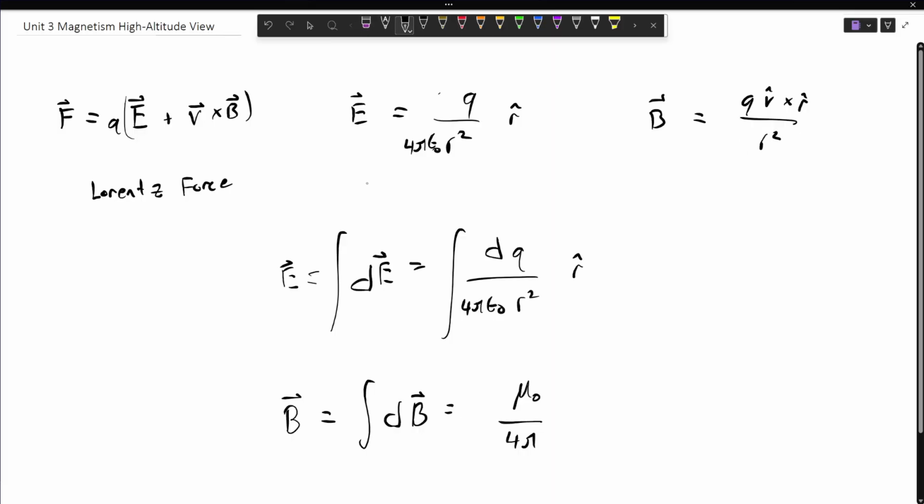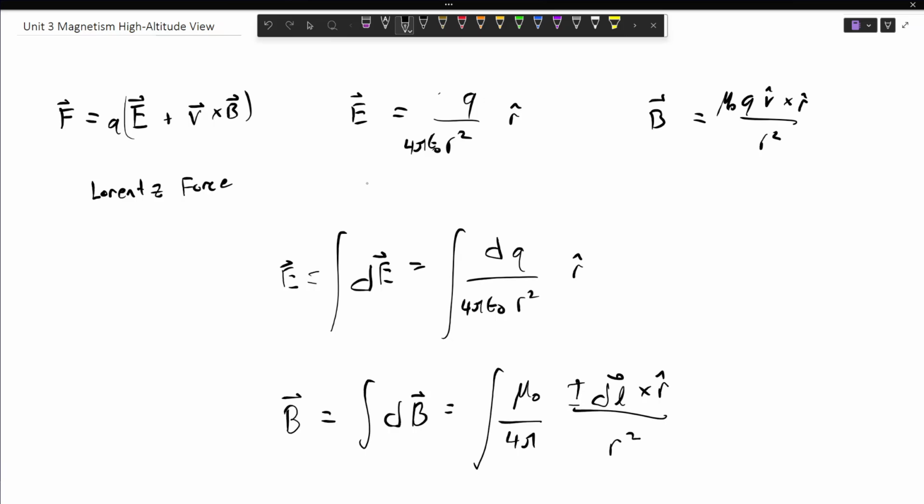Sorry, I guess the mu naught should have been in the numerator up here. Mu naught over 4 pi times I dl crossed with r hat all over r squared. And then we integrate those pieces. And this is what we call the so-called BS law, the Biot-Savart law. But I mean, it's the BS law because look at it.